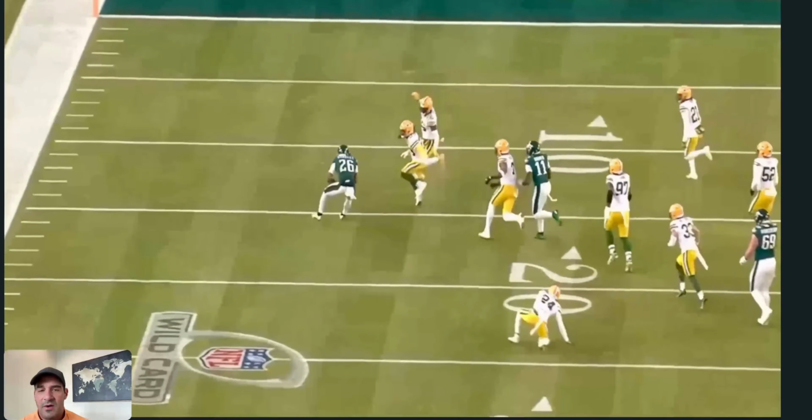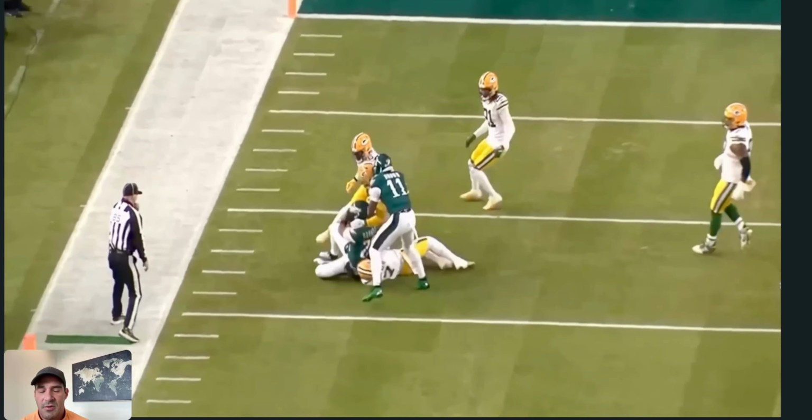All right, so there you go. Vertical seams. Don't let them happen. With the combination the Eagles have of Saquon Barkley and that offensive line, sometimes good enough just isn't good enough.